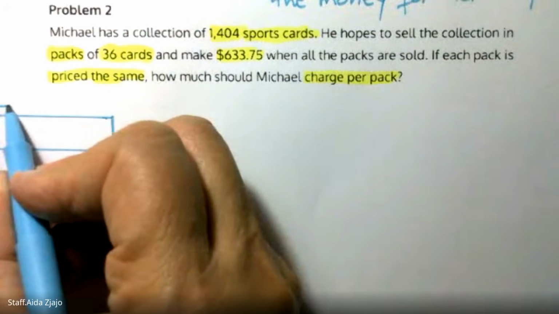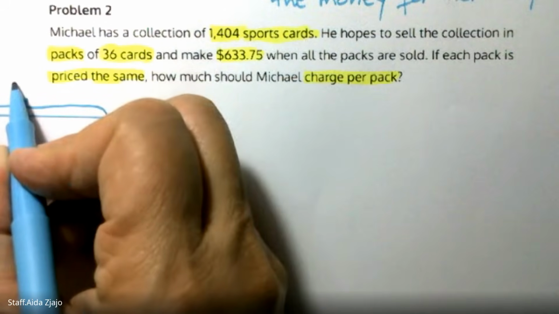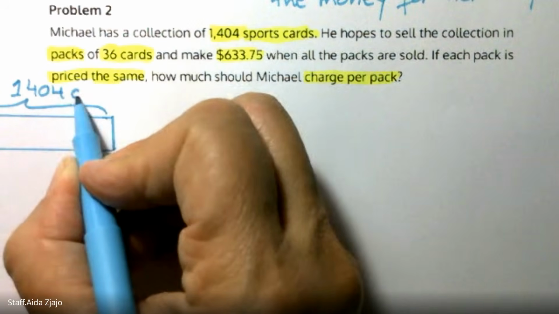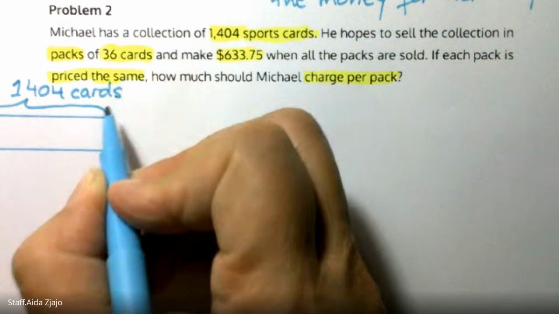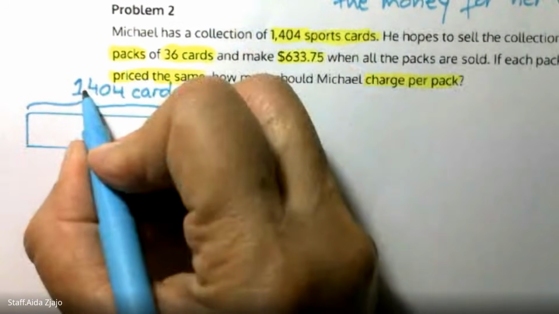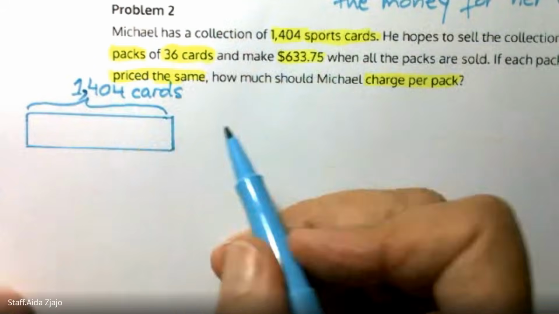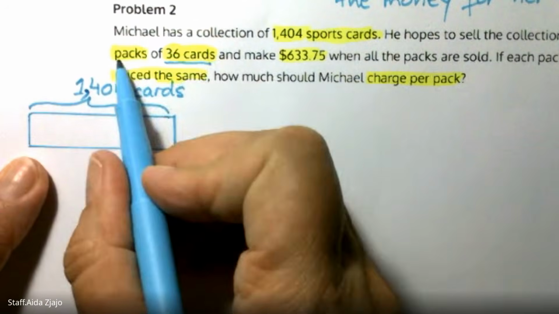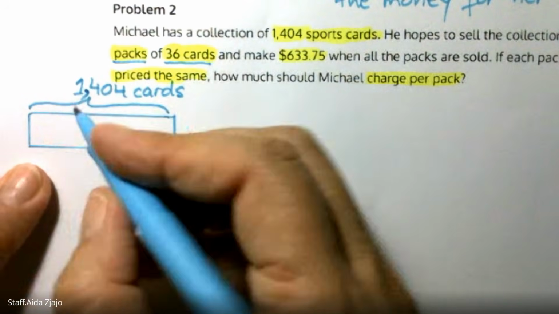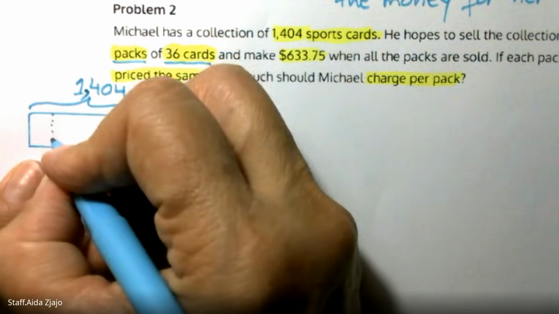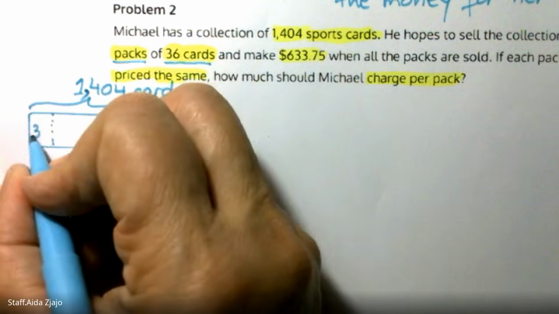There is a collection of a total of 1,404 cards. Now he would like to put those cards in groups of 36 cards. We call it a pack or units. So he will divide this into groups of 36.